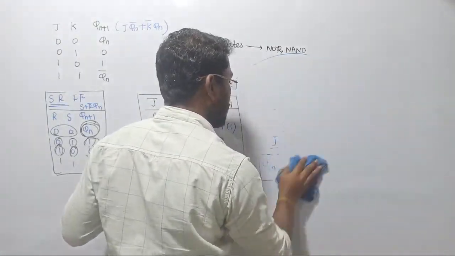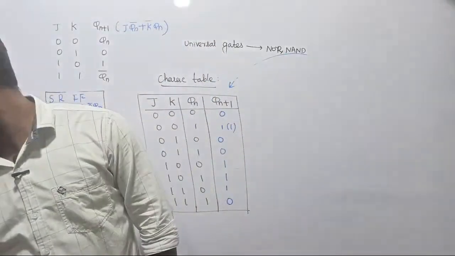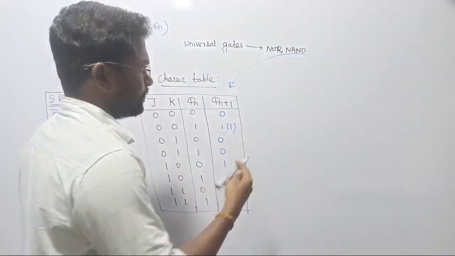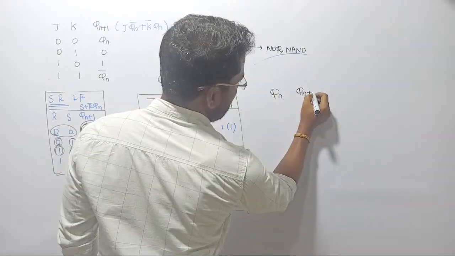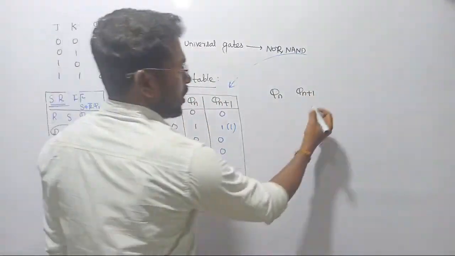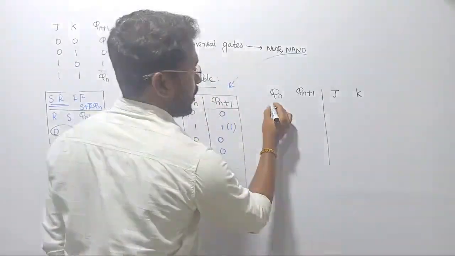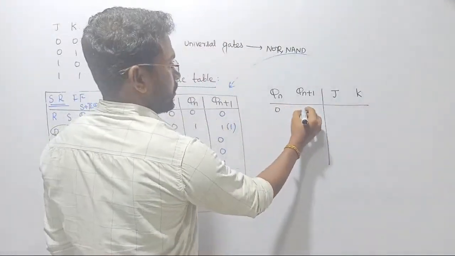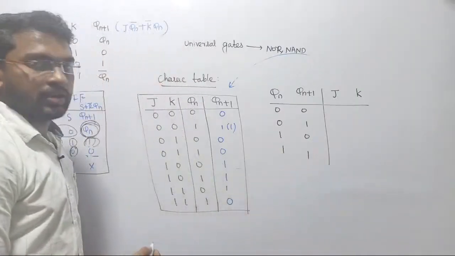Excitation table means we have to consider past output and present output. So let us consider past output, present output, such that the possible combinations of J K we have to consider, that is the excitation table, right? Let us consider 0 0, 0 1, 1 0, 1 1. Shall we proceed further? Yes.